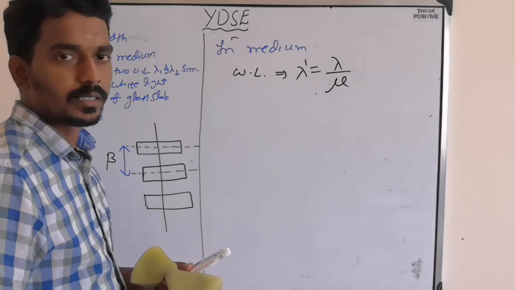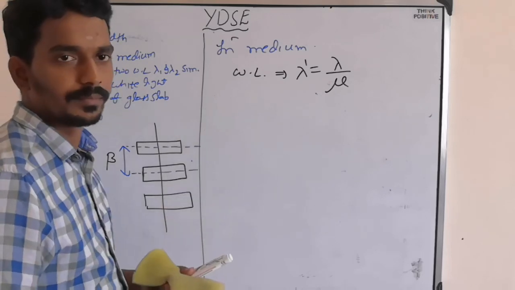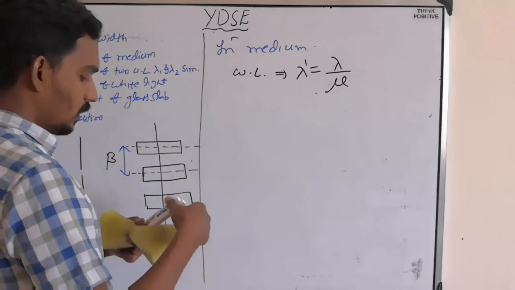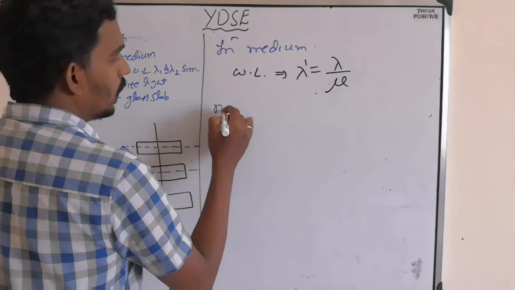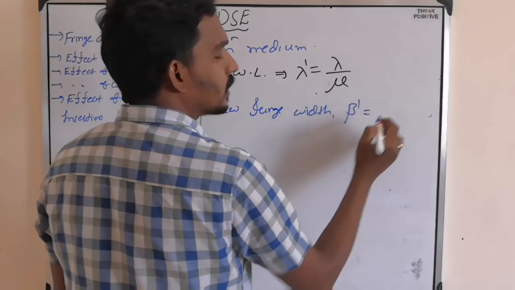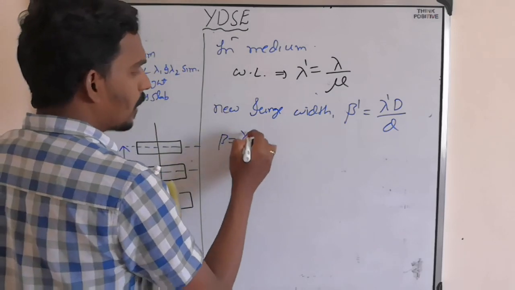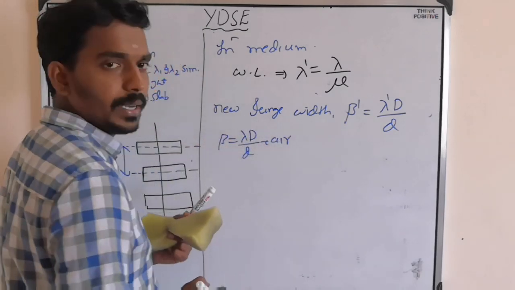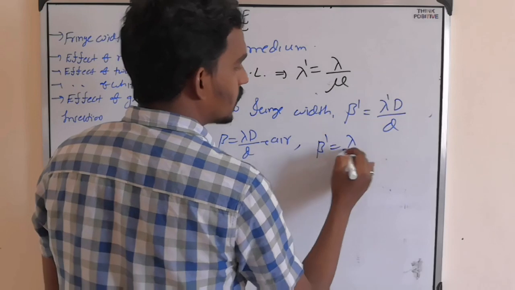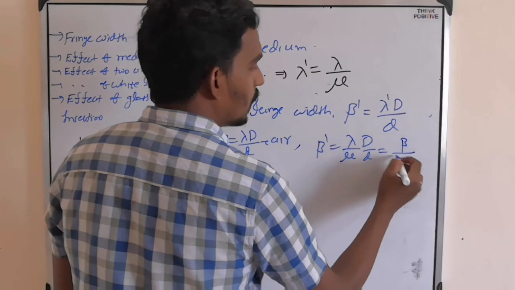Last class we have already studied: V equal to C by mu, and wavelength also has a similar relation. So the wavelength of light changed. Now they can ask for the new fringe width, beta dash equal to lambda dash D by d. Beta equal to lambda D by d is in air medium or vacuum. But beta dash, if you consider, lambda dash is lambda by mu, so D by d equal to lambda D by d is beta by mu.